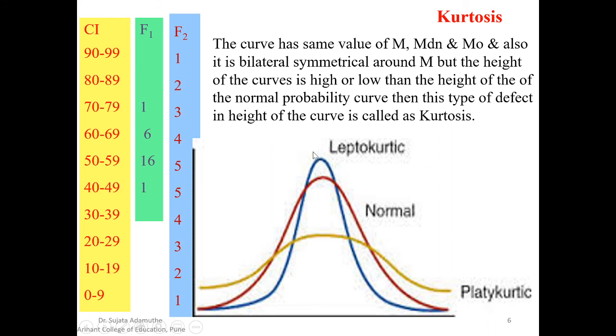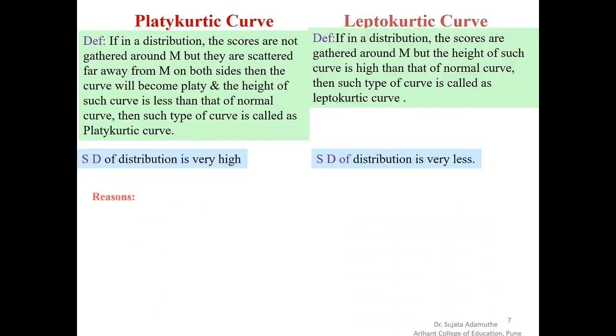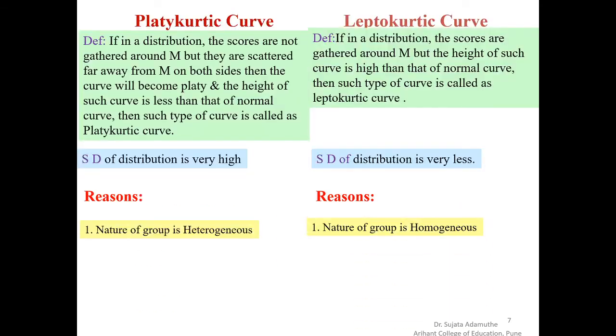That means if the number of students is high in the middle, like this distribution, it will come in the middle. That means average students are more. If weaker students are more, then the curve will come here. If high ability students are more, then the curve will come here. That means leptokurtic will come either here, or here, or here. That means the distribution is homogeneous in that. So we can see here that if the nature of the group is homogeneous, then leptokurtic will come.